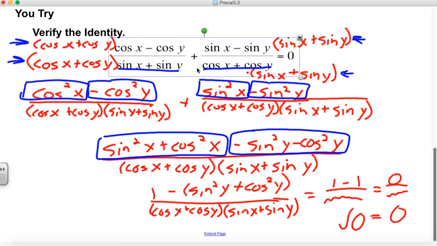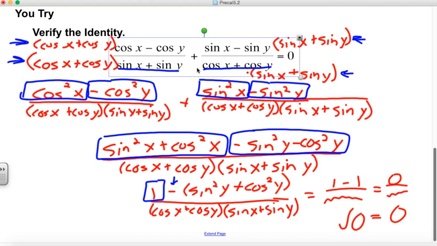All right. And then I know from a trig identity that sine squared plus cosine squared is 1. So that's where this 1 came from. And then on the other, the minus sine squared minus cosine squared, I take out a negative, as you can see right here. And that leaves positive sine squared y plus cosine squared y. I'm going to take a negative from both of them. And then I use my Pythagorean identity again. Sine squared y plus cosine squared y is 1.